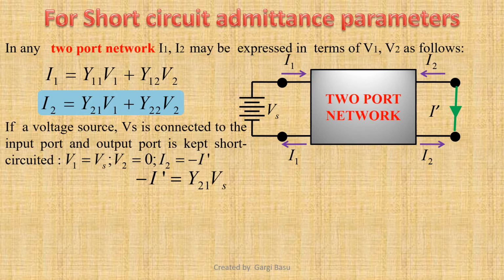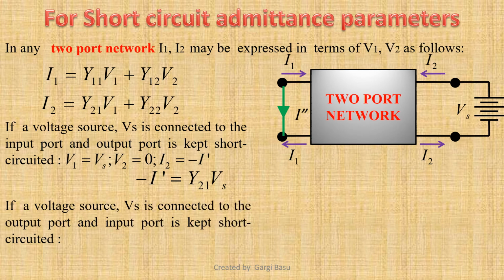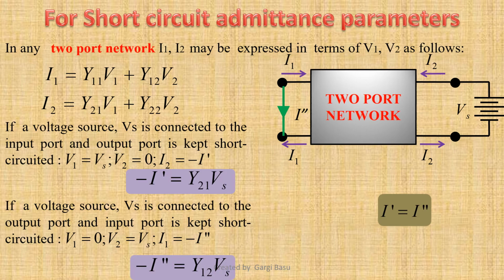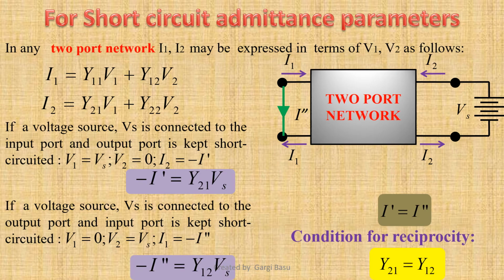Now let us connect the voltage source Vs to the output port and the input port is short circuited. Therefore V1 equals 0, V2 equals Vs and I1 equals minus I double dash, because the short circuit current I double dash and the input port current I1 are flowing in opposite directions. Therefore, from the first equation we can write minus I double dash equals Y12 times Vs. For a reciprocal network, I dash must be equal to I double dash. Therefore, we can write Y21 equals Y12. That is the condition for reciprocity for short circuit admittance parameters.